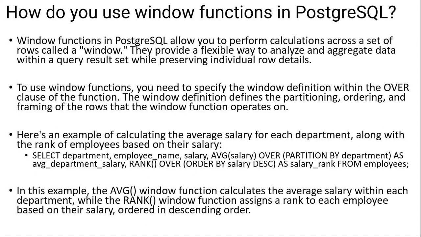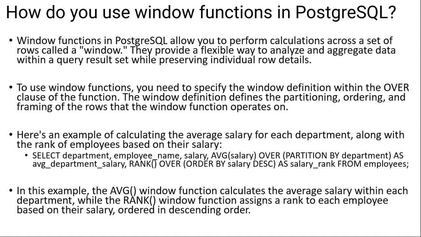Here is an example calculating the average salary of each department along with the rank of the employee based on their salary. So: SELECT department_name, employee_name, salary, AVG(salary) OVER (PARTITION BY department) AS average_department_salary, RANK() OVER (ORDER BY salary DESC) AS salary_rank FROM employee table.